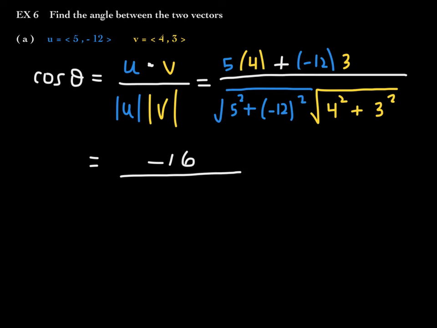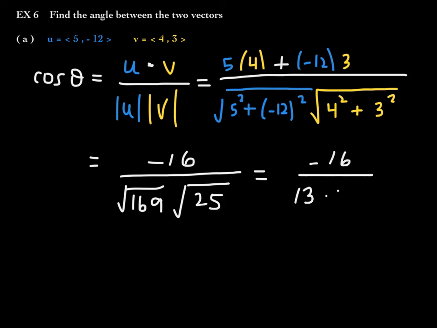All right, cool. Let's continue with this denominator. I have the square root of, let's see, this is 25 plus 144, so that's 169, times the square root of 16 plus 9, which is 25. So then this gives me negative 16 over 13 times 5. So then cosine of angle theta will be equal to negative 16 over 65.